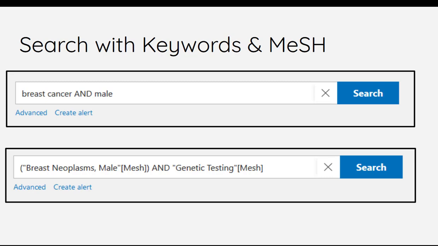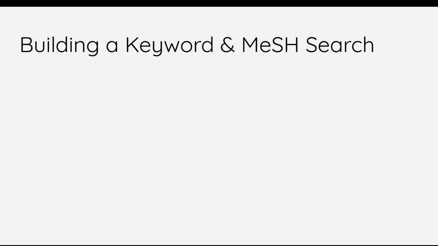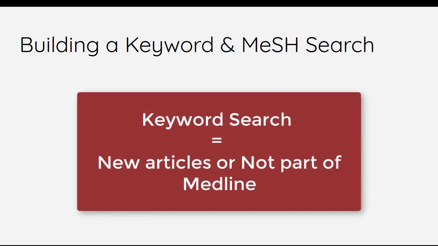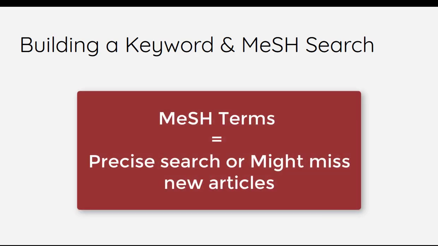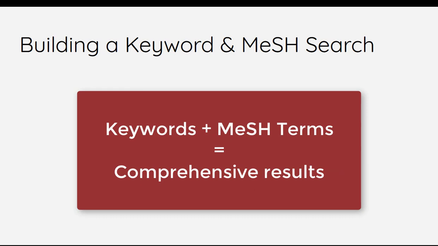Before jumping in to build the search, let's talk about why building a combined keyword and MeSH search might be valuable. Keyword searches are great for finding articles that are too new to have been assigned MeSH terms, or are not connected with Medline and will never be assigned MeSH terms. Whereas search results built using MeSH terms are far more precise and will only find articles with those assigned terms, meaning you might miss out on something very new. But by using both keywords and MeSH terms, you can retrieve the most comprehensive set of results.